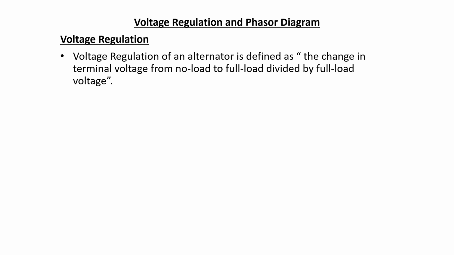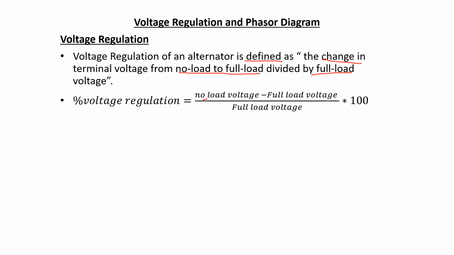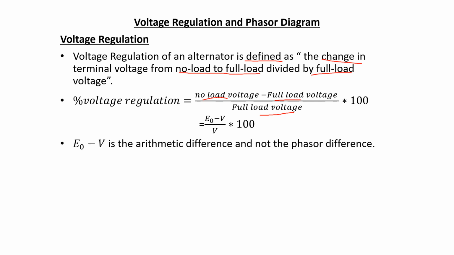Voltage regulation is defined as the change in voltage from no load to full load, divided by the full load voltage. That means the change in voltage from no load to full load is equal to the no load voltage minus the full load voltage, divided by the full load voltage. So finally, the percentage voltage regulation is equal to (no load voltage minus full load voltage) divided by full load voltage, into 100, which is equal to (E naught minus V) by V into 100.